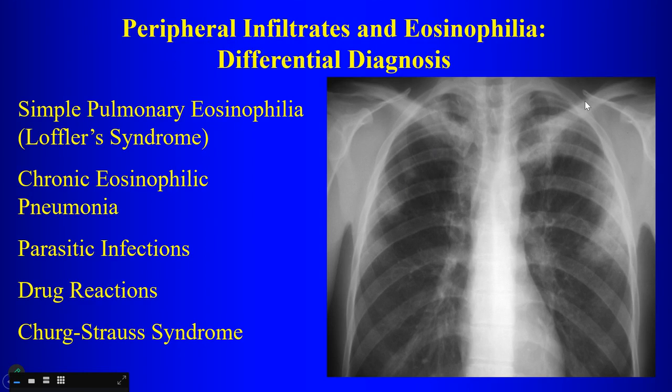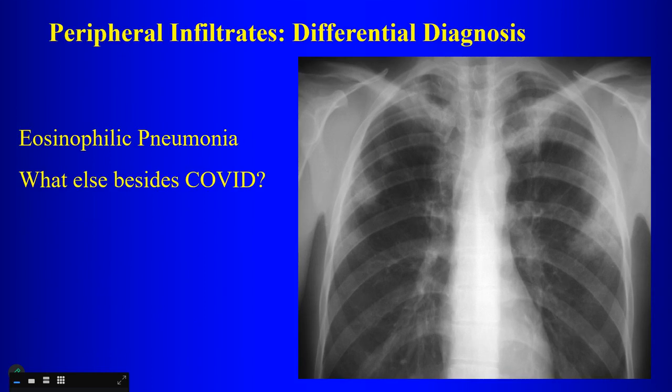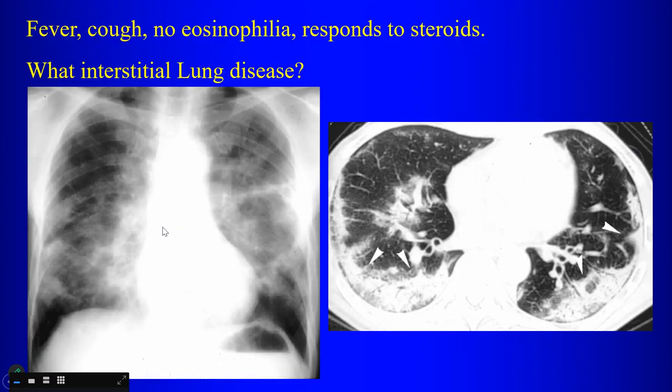So if you have peripheral consolidations and eosinophilia, here is your differential diagnosis. Drug reactions: patients can develop eosinophilia from that also, and might develop consolidations in the lung from drug reactions. So that's your differential there. However, if all you know is peripheral consolidations, well, of course eosinophilic pneumonia is in your differential, and COVID, of course, is in your differential for peripheral consolidations. But what else can give you peripheral consolidations?